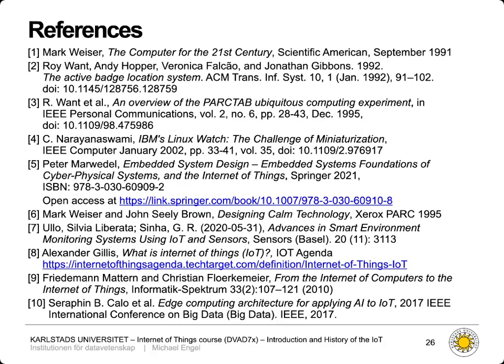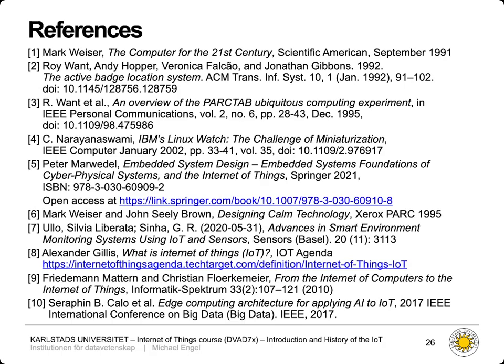So here's some references if you want to dig deeper. Number 1 is the original visionary paper by Mark Weiser, The Computer for the 21st Century, about defining pervasive computing. The second one is a paper about the active badge location system by AT&T and Olivetti. And the third one is a ParcTab by Xerox PARC. The fourth one is one of the many papers about IBM's Linux Watch, so there's many more if you want to look at this, and the webpage is linked on one of the previous slides.